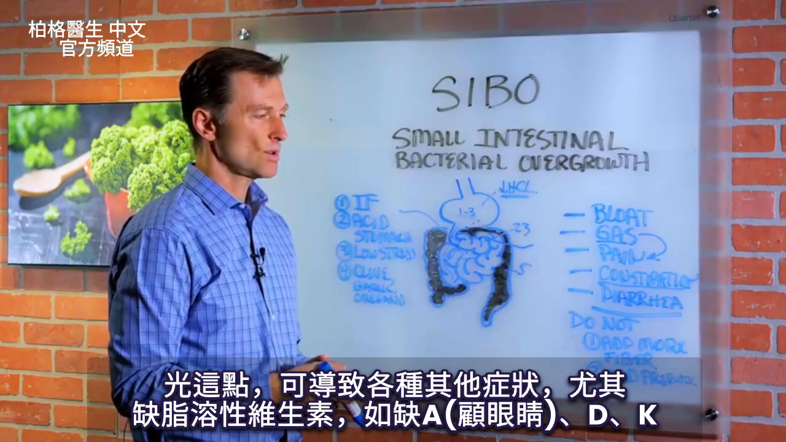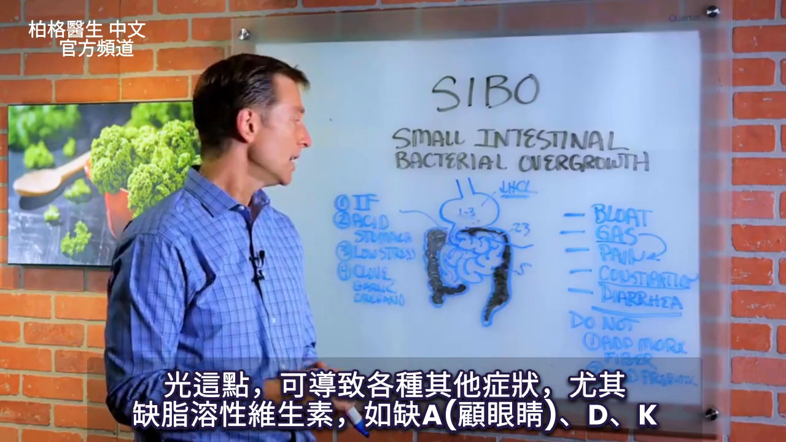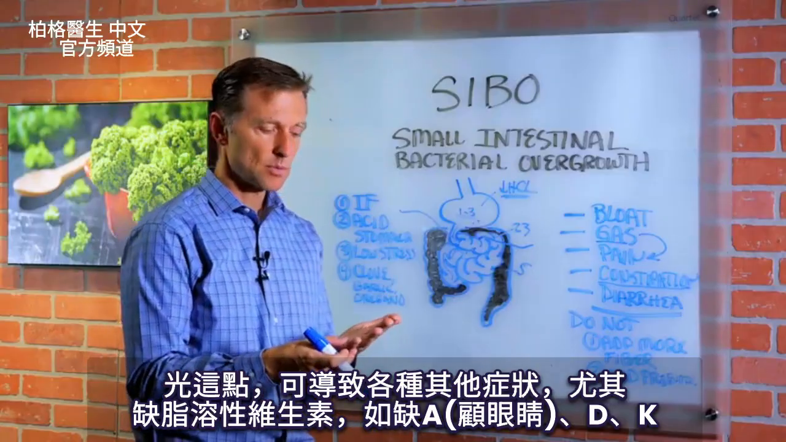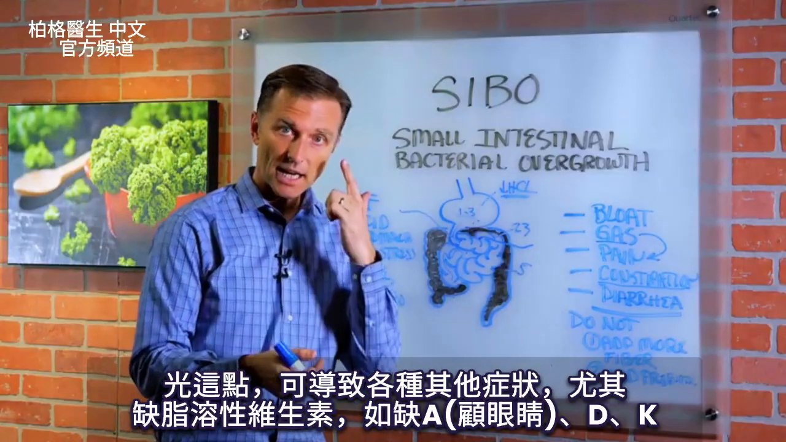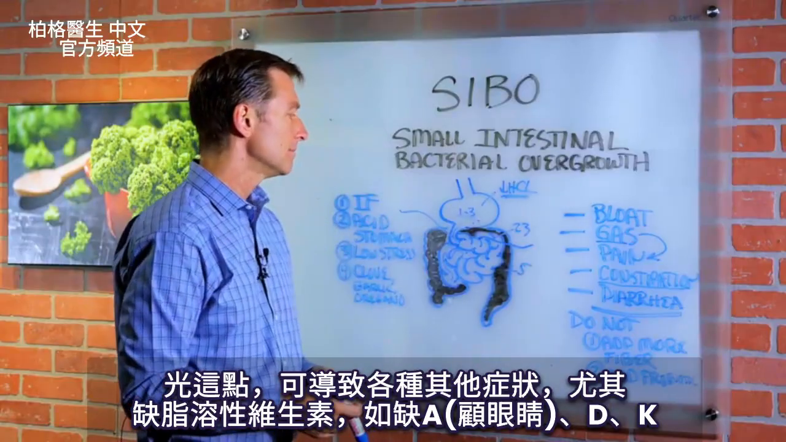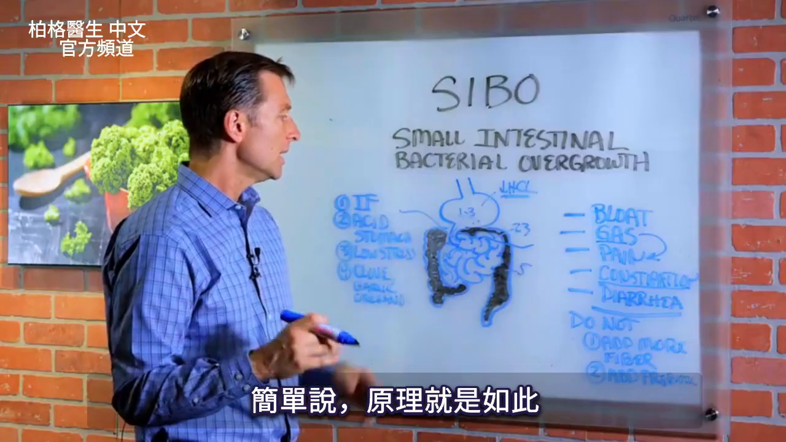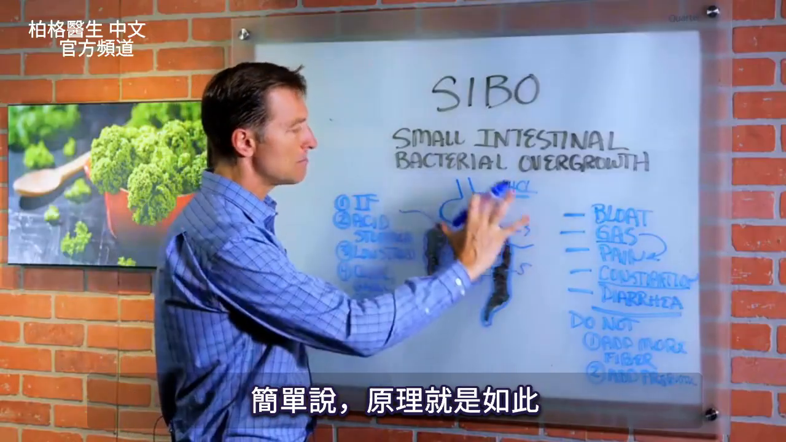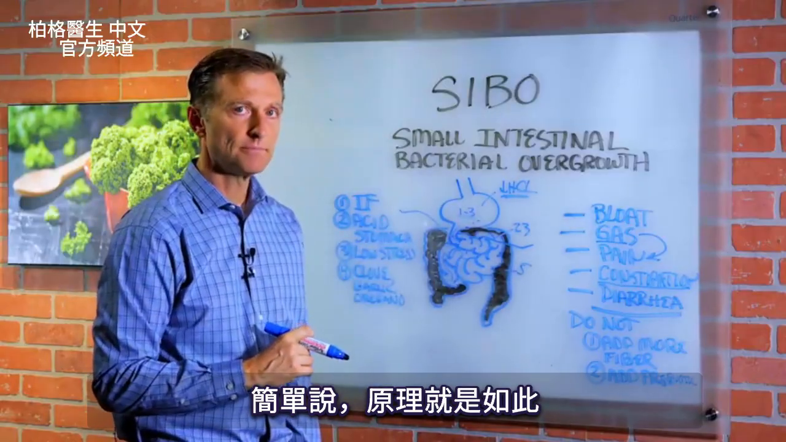You can have all sorts of additional symptoms from that alone, especially of the fat-soluble vitamins, not having enough vitamin A for the eyes, D, K. There can be just so many different symptoms. But just to keep it simple, that's kind of the mechanism that's going on.